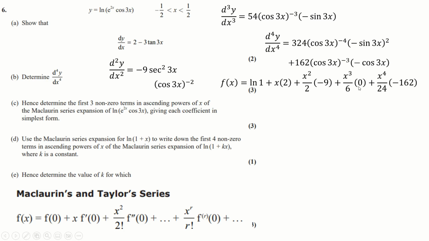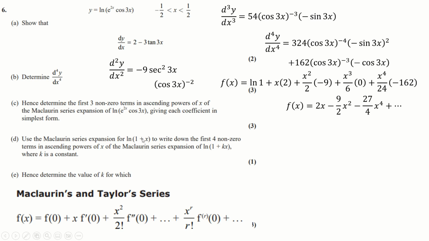F dash dashed of 0 is actually 0, because the third derivative, when you put in 0 sine, just makes the whole thing go away. And the fourth derivative, these are just 1, so it just ends up being a minus 162. Good, and then these 2, 6, and 24 come from 2 factorial, 3 factorial, and 4 factorial on the bottom of these things here that would be there. Good, log of 1 is just 0, so this simplifies down to this as well.